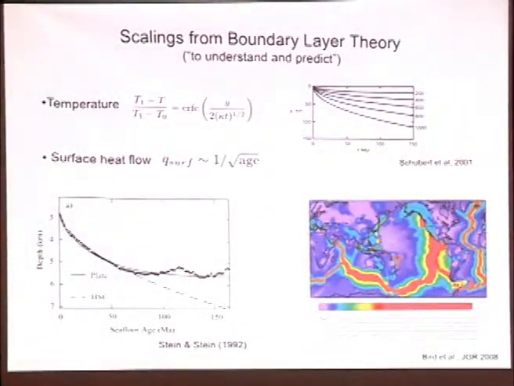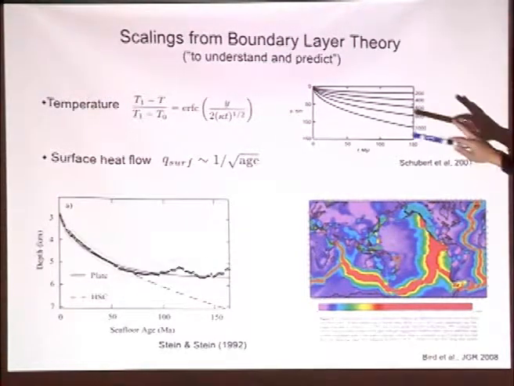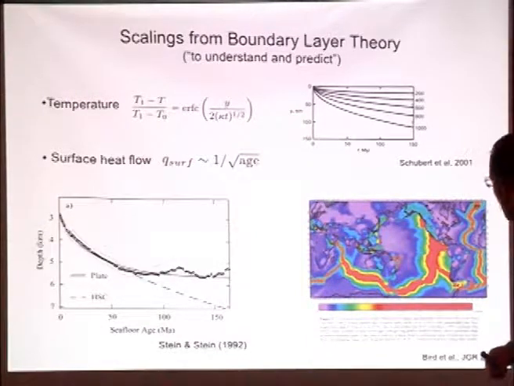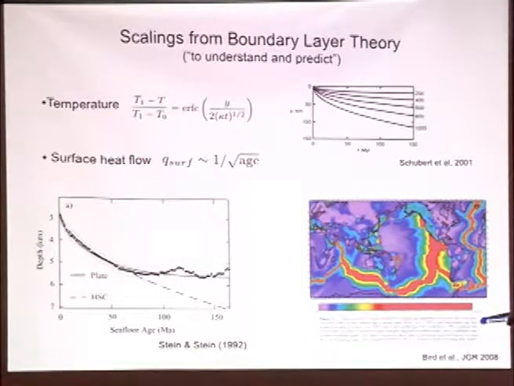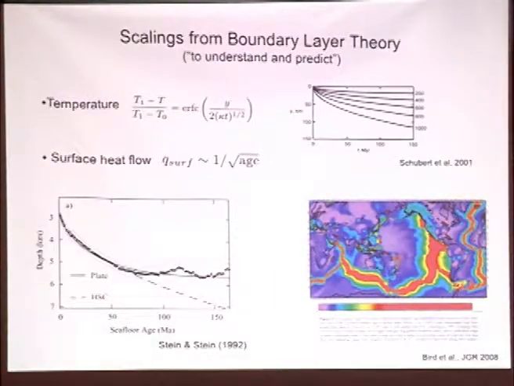To the right is a color plot from Peter Bird, and he's combining both these scalings with real data of heat flow to try to create a heat flow map on the Earth. And you see that heat flow is obviously mostly dominant at the ridge systems. And then further away, things get a little colder. What's the scale? It's hard to see. This is 0.3 watts per meter squared. That's 0.08. I think it's highly skewed to show things away from the ridges.